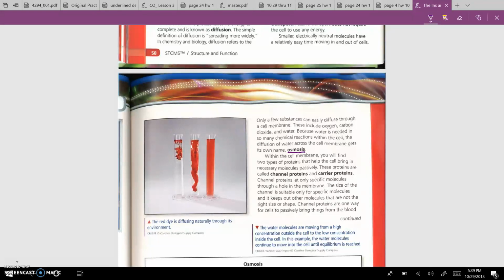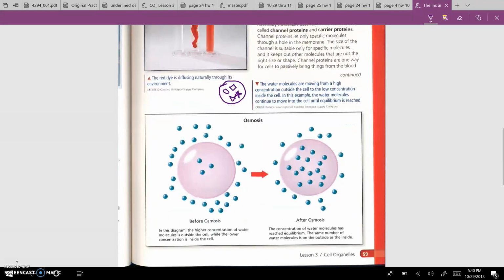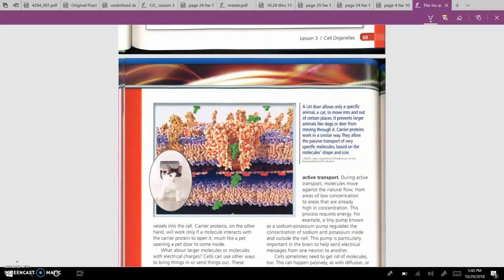Think about those little toys you had as a kid, where there was a bunch of shapes, maybe a circle and a square and a triangle and a star, and you had blocks. The star block would only fit through the star-shaped hole, and the circle block would only fit through the circle-shaped hole. It's very similar to that. Channel proteins are one way for cells to passively bring things from the blood vessels into the cell.